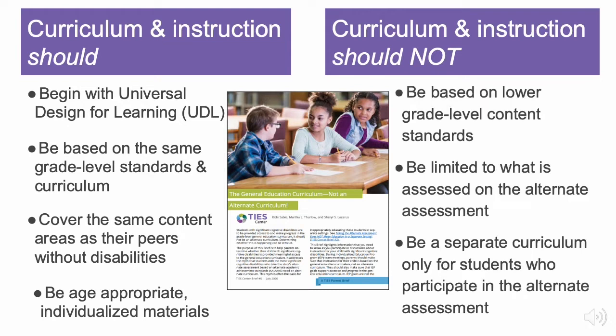Curriculum and instruction should not be based on lower grade level content standards, be limited to what is assessed on the alternate assessment, or be a separate curriculum only for students who participate in the alternate assessment. A TAI brief titled The General Education Curriculum, Not an Alternate Curriculum. On the cover of the brief are three elementary age students working together at a table. They each have a paper and pencil in front of them.